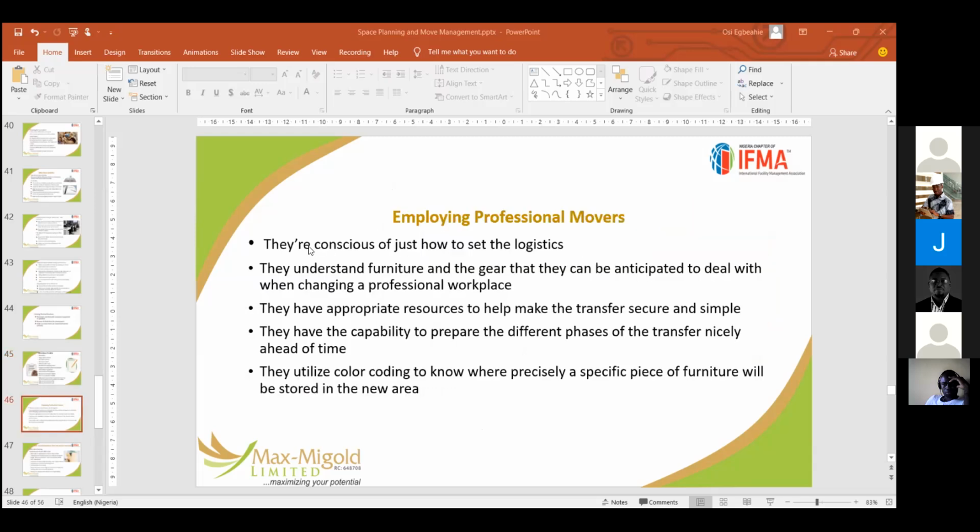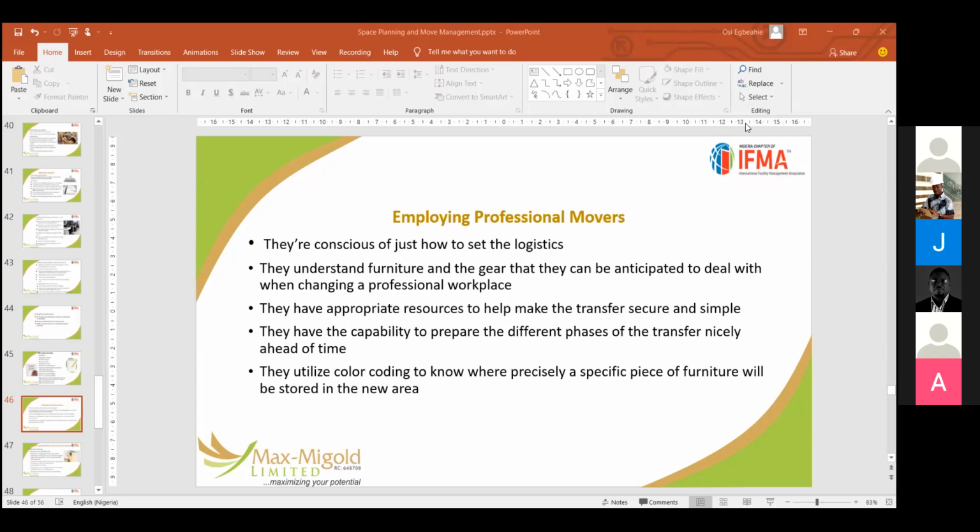Employing professional movers: they are conscious of how to set the logistics, as I've mentioned, you need to get logistics companies, the movers that do it. They anticipate and deal with any other issues or challenges that you may face in changing the professional workplace. They have appropriate resources to help make the transfer secure and simple. They have the capability to prepare the different phases and transfer nicely ahead of time. They utilize color codes to know where precise pieces of furniture will be stored in the new offices. Like I mentioned, it's always good to get professional movers to do the job.